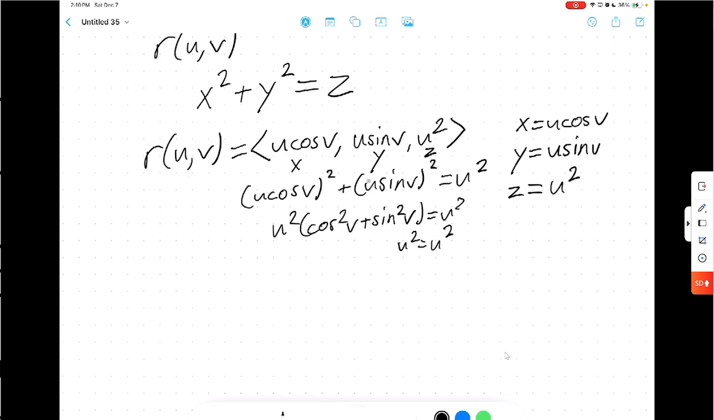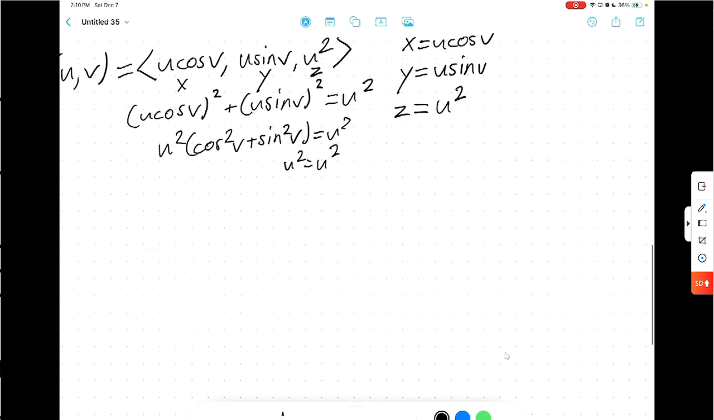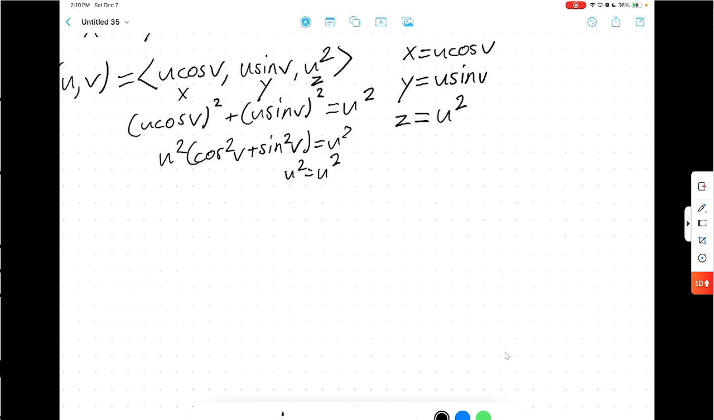Wait, how did you get u squared equals u squared again? Okay, so if you can see here, u cosine v squared, u sine v squared, we get u squared cosine squared v plus u squared sine squared v. I factored out the u squared and then got cosine squared v plus sine squared v. This is 1. So I have u squared equals u squared. And to reiterate, the cosine squared v plus sine squared v, that's just 1.